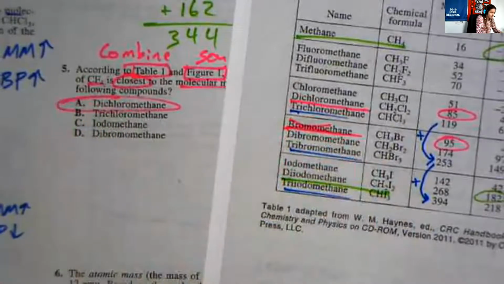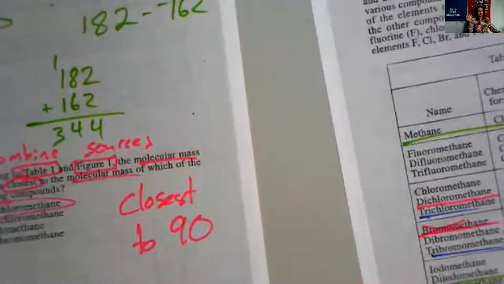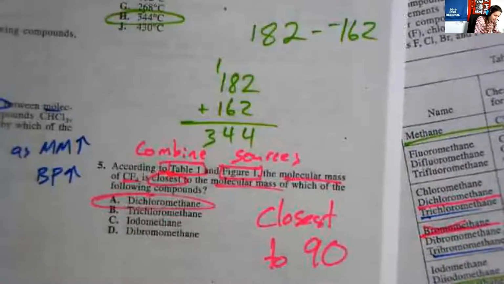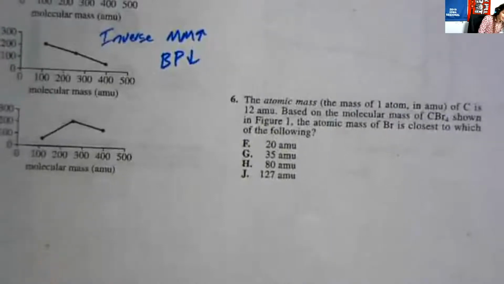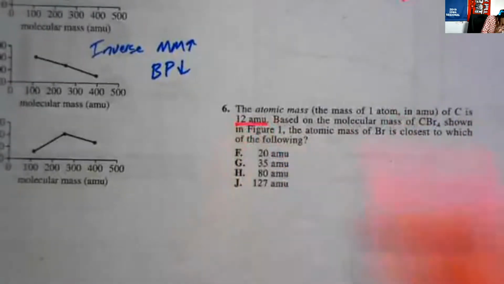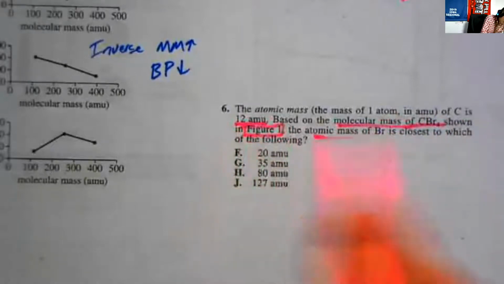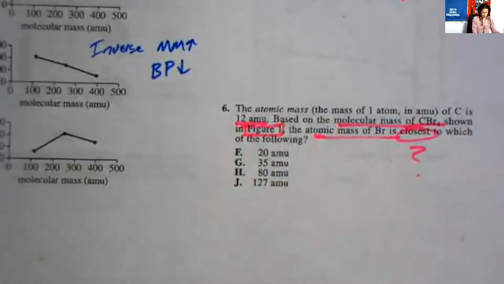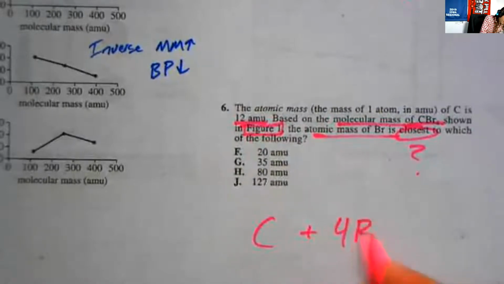We found 90, closest to 90. Which one was closest to 90 on the list? Dichloromethane. Great. And then the last one. The last one is a lot easier if you remember your chemistry and your stoichiometry specifically. The atomic mass of carbon is 12. Based on the molecular mass of CBr4 in Figure 1, what's the atomic mass of Br? So we've got C plus 4 Brs equals some mass.